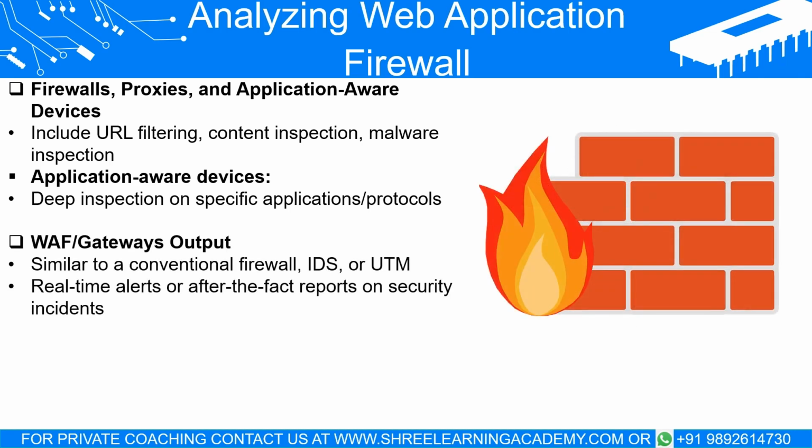Web application firewall and gateway output. The output of a web application firewall or gateway is comparable to that of a conventional firewall, intrusion detection system, or unified threat management. This output can take the form of real-time alerts that notify security personnel of potential threats, or after-the-fact reports that detail the security incidents that occurred during a certain period. For instance, if the system detects an attempted SQL injection attack, the WAF could immediately send an alert to the system administrator while also logging the incident for further investigation and reporting.